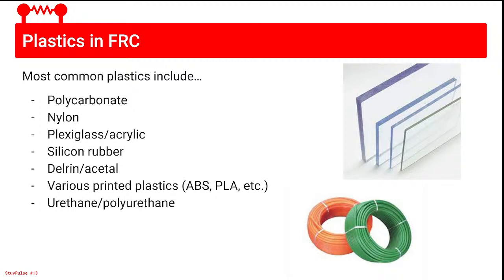Moving on to plastics. Most common plastics in FRC include polycarbonate, nylon, plexiglass / acrylic, silicone, rubber, Delrin / acetal, various printed plastics like ABS and PLA, and urethane / polyurethane. There are obviously a lot more plastics you could be using, but these are some of the main ones that are most common.